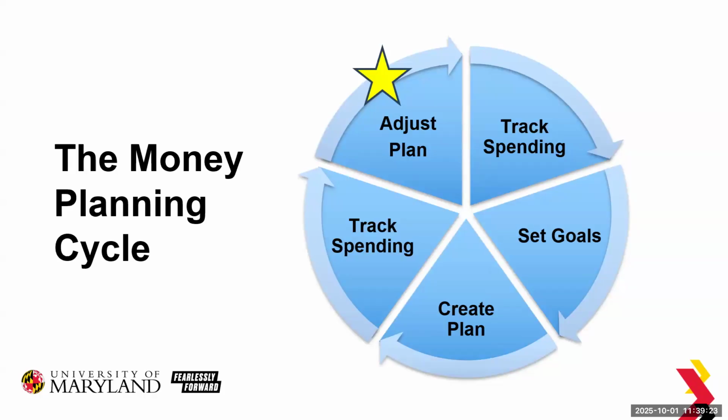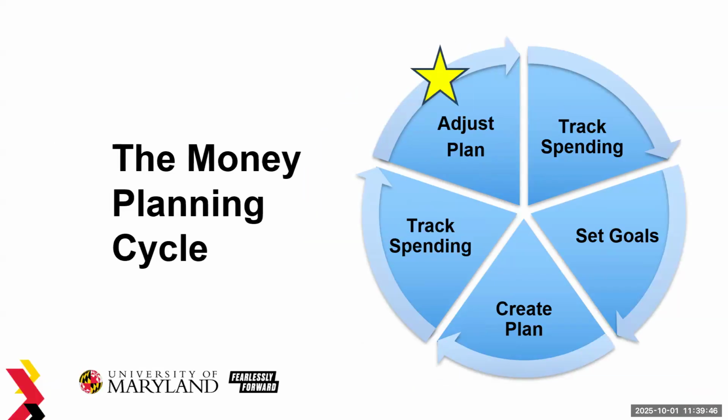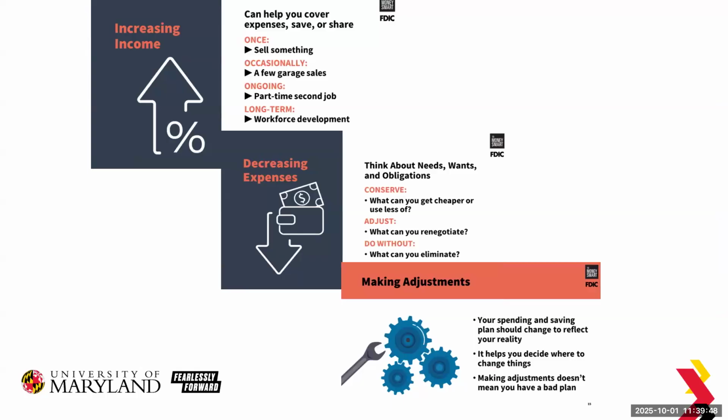Which leads us to adjusting our plan, right? Once we've tracked, we may find that we overspent in one area or underspent in another, and so we have to readjust and go back, because we want to account for all of our money. We want to know where it's all going and have a plan for all of our money. So when we overspend or underspend, we've got to adjust that plan.